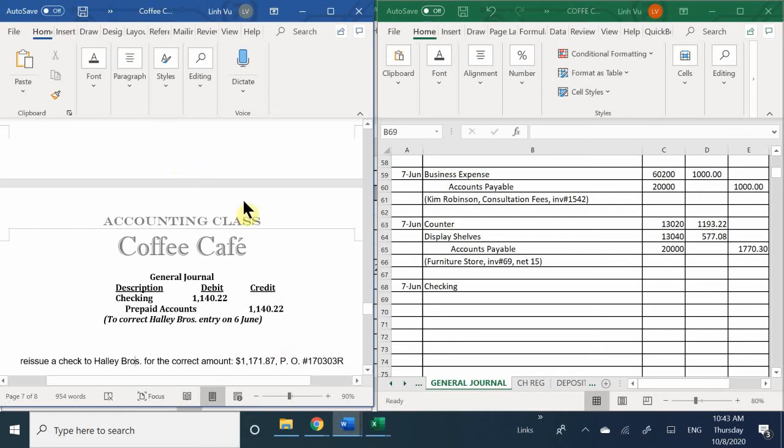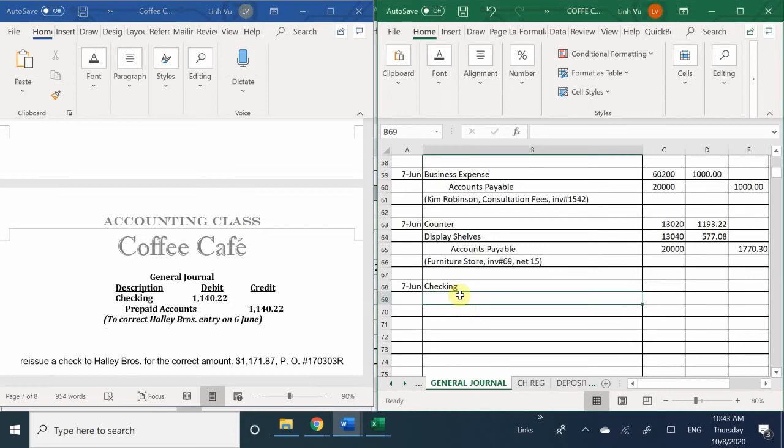You have to cancel the check. We need to cancel the check. So let me go ahead and enter in my journal here. So checking, right? And then my reverse transaction is going to be the prepaid accounts, right?